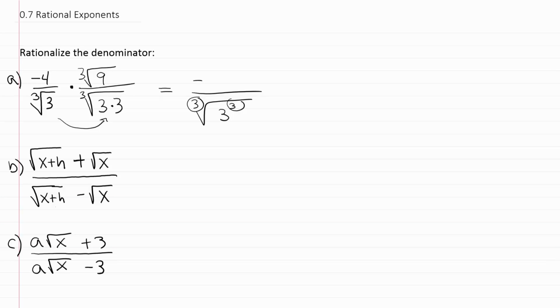So we'll end up having negative 4 times the cube root of 9. And then because these two match up here, the index and the exponent, we can leave the denominator as just 3, and we'll have negative 4 times the cube root of 9. And that's the answer for part A.